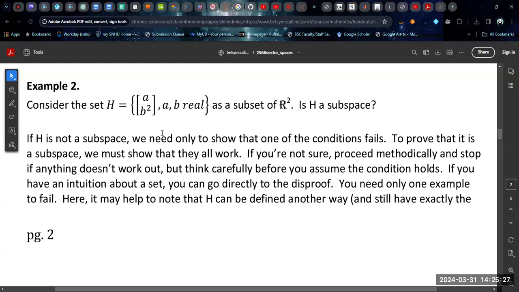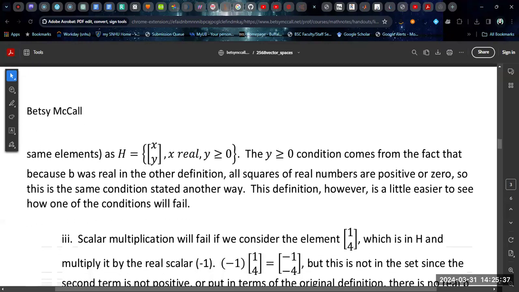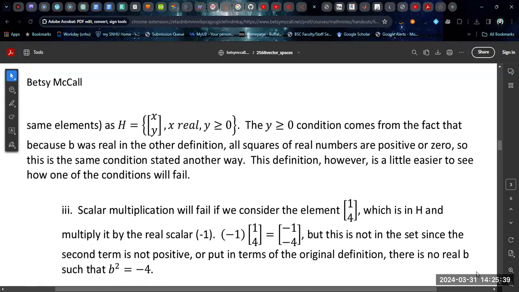Now, when you have a square like this, it's often useful to look for negatives, because that's where the behavior is going to be different. Essentially, this set that we have, where we have A and B squared, is equivalent to another definition of the same set where we have X and Y, where X is real. The first component can be anything we want, but the second component can only be greater than or equal to 0 because we have B squared. And if you square a real number, then you can only get 0 or bigger.